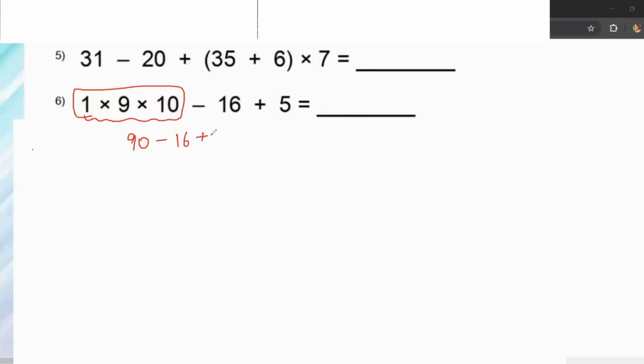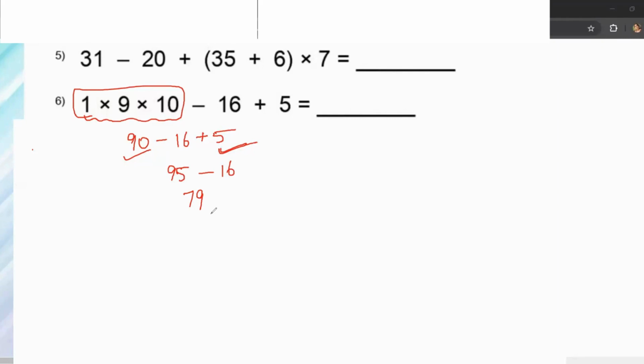Minus 16 plus 5. Now hold on, bacha, you cannot subtract this first. Although the answer would be the same, the correct rule is you add the positive ones first. So 90 plus 5 is 95. Now from it you subtract 16. Clear or not, bacha? So the answer is 79.